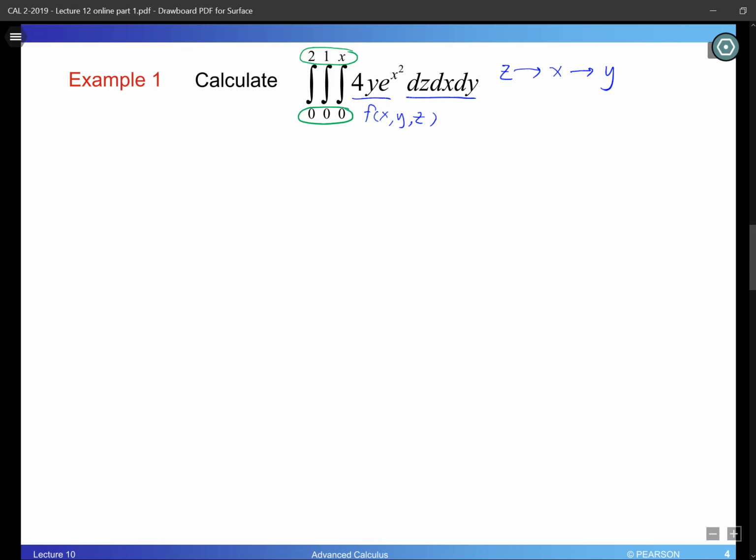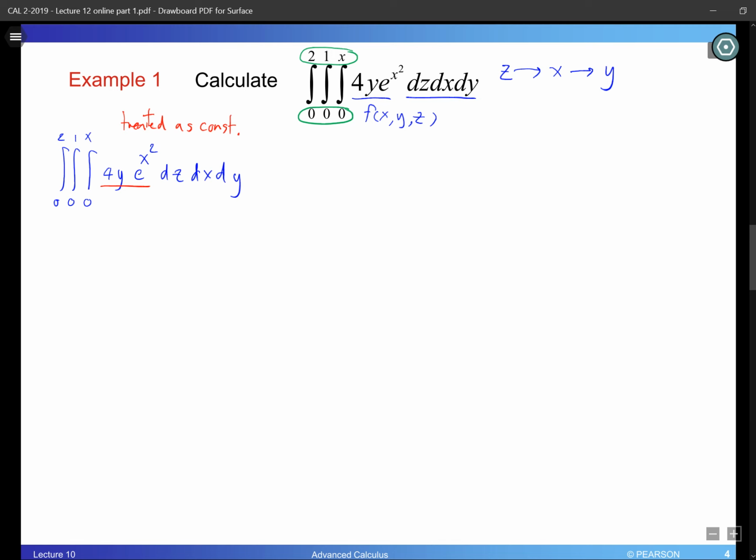Okay, so I'm going to start integrating this triple integral. It's a lot of writing. The limits go from 0 to x, and we have this function 4y e to the power of x squared, dz dx dy. We are going to start by integrating this with respect to z. And as you can see here, there is no z in this function. It means that all other terms are going to be treated as constant.